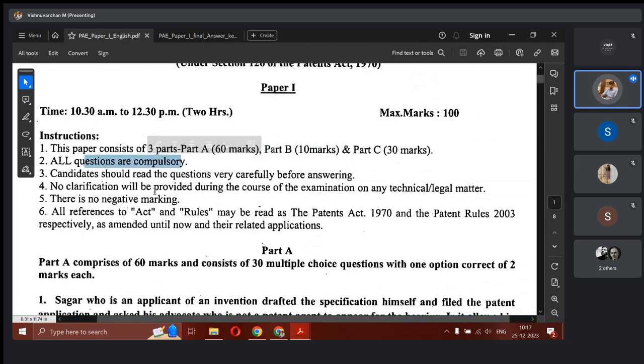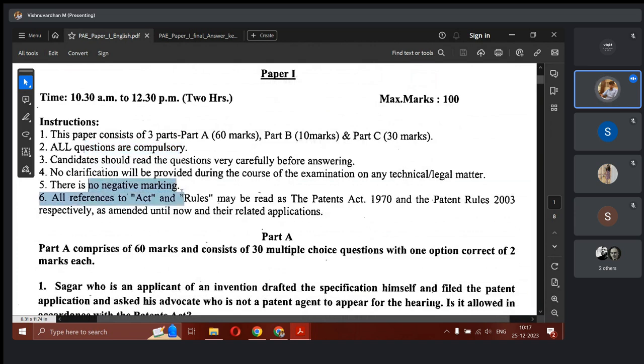Again, don't leave any questions. There is no negative marking, so please attempt everything. And apart from that, Patents Act 1970, Patent Rules 2003.